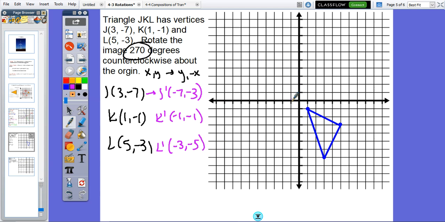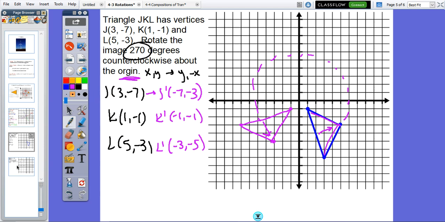Let's graph that. So we got negative 7, 1, 2, 3, 4, 5, 6, 7, negative 3, 1, 2, 3 right there. We got negative 1 over here, and we got negative 3, negative 5, 1, 2, 3, 4, 5 right there. So let's connect them all together, and there you go. As you can see, it looks like it's pointing out that way, the way the image looks this way. So if it follows that same track all the way around, it should be pointing in the proper order. So that's rotating around the origin.